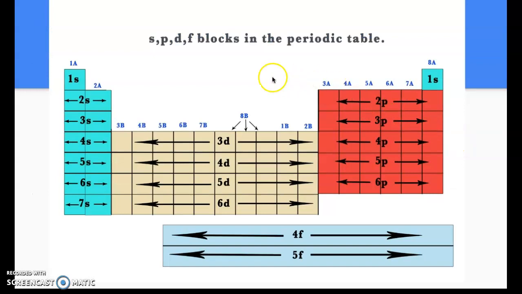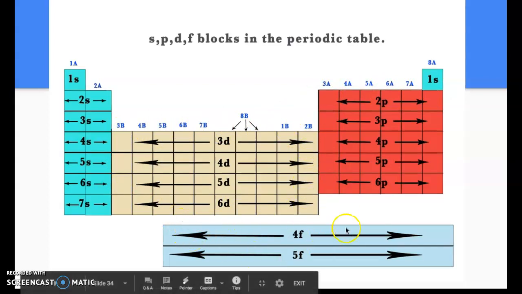I said that corresponds to the blocks on the periodic table. So these are your blocks. The S block is these first 2 columns with helium included. Helium, you could kind of put it right there. The P block is this section right here. The D block is the transition metals right here. And the F block is your inner transition metals right there.